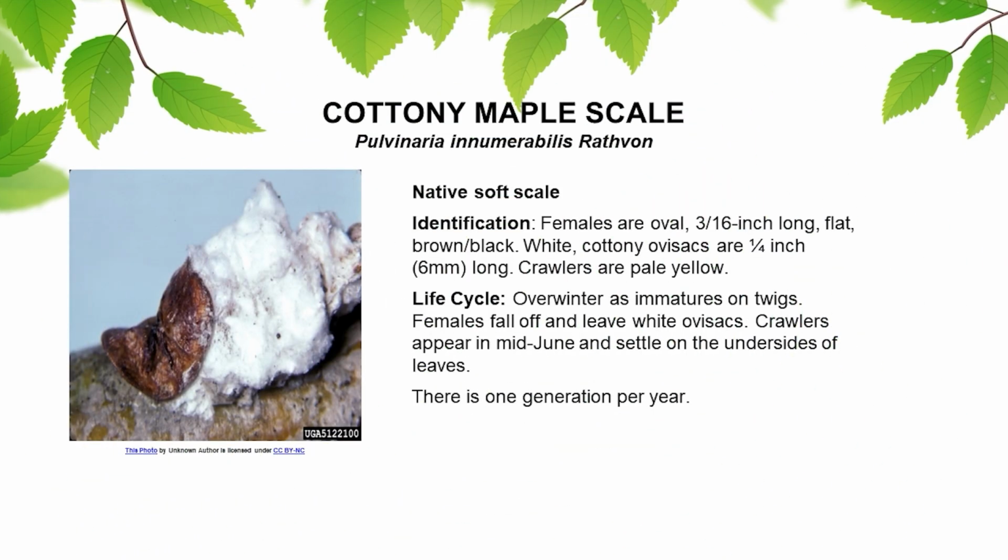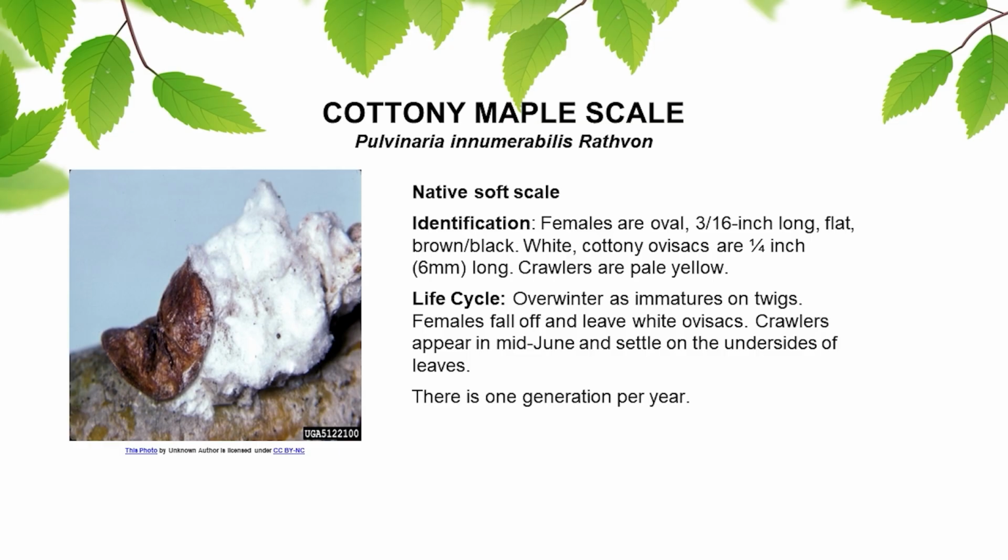Cottony maple scale. Cottony maple scale is a native soft scale. The adult females are 3/16 of an inch long, oval-shaped and flat. They are brown or black in color. Their ovisacs are white, cottony, around 1/4 of an inch, 6 millimeters long. The crawlers are a pale yellow color.